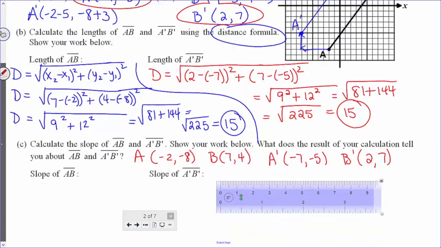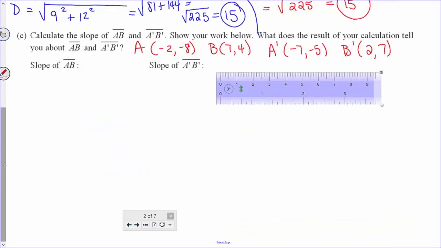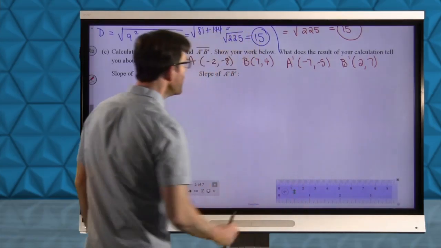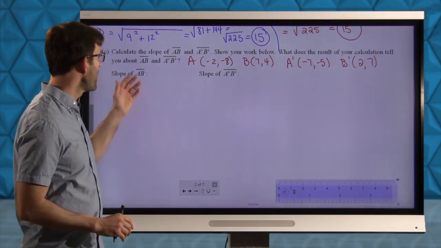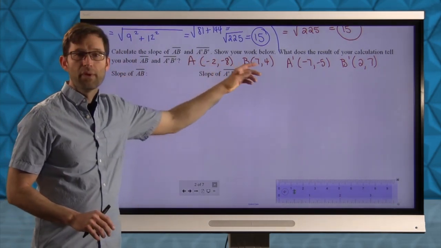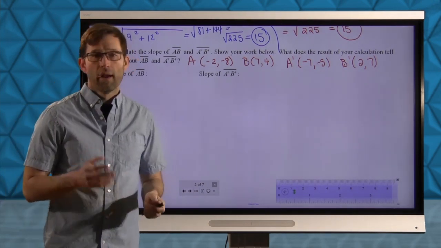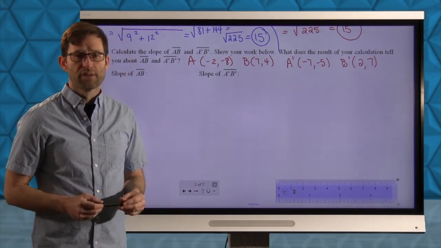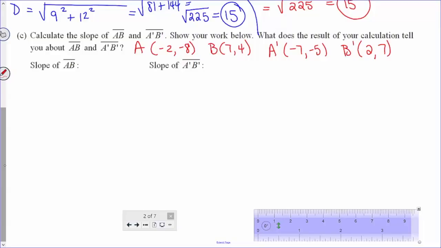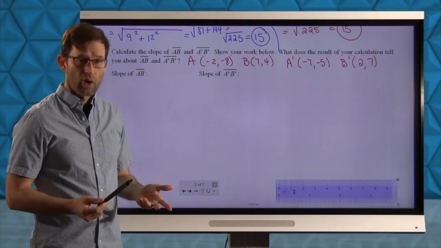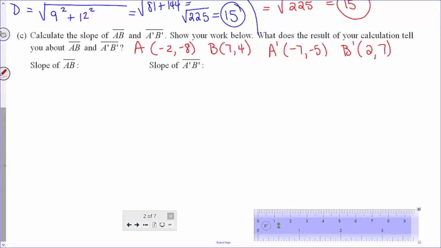Now, you should be very, very comfortable with the slope formula at this point. All right, so what I'd like you to do is pause the video now, calculate the slope of AB, calculate the slope of A prime, B prime, compare the two, and tell me what that tells you about the two segments. All right, let's go through it.